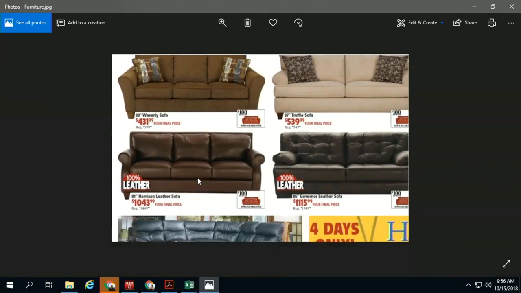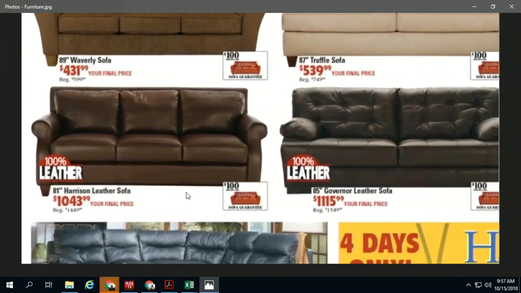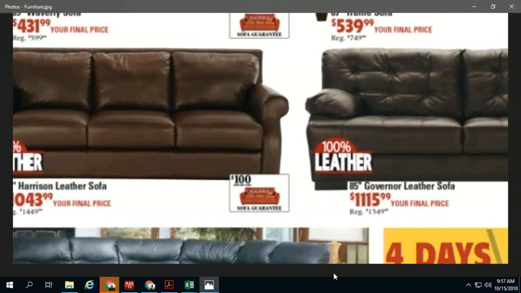There we go. Okay. So here is the actual ad. Let's look at the price of the governor's leather sofa. 1115. 1549.99. Okay.